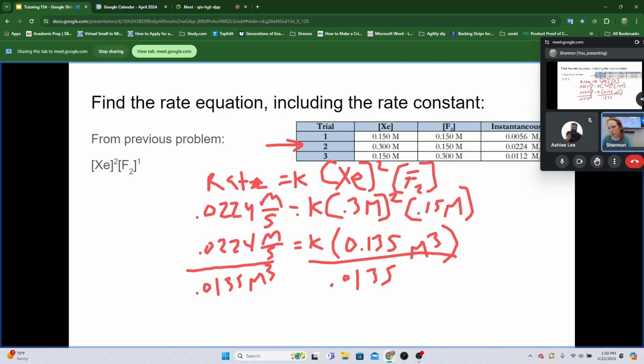And so you end up with 1.66 divided by molarity squared times seconds. Oh yeah, it cancels out one of the molarities. Equals K. As this one does have 3 significant figures, it's already in the correct number of significant figures. That one wasn't too hard.